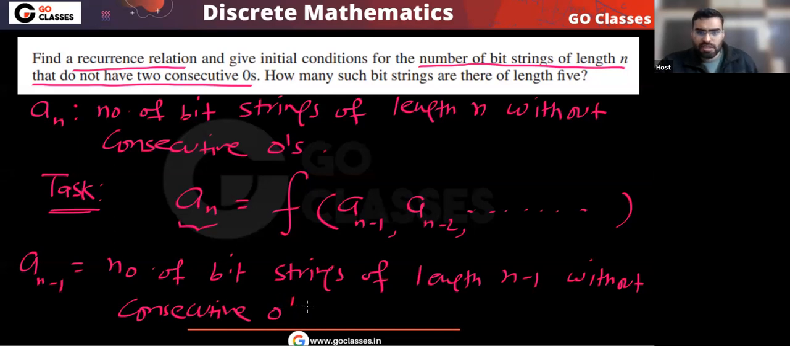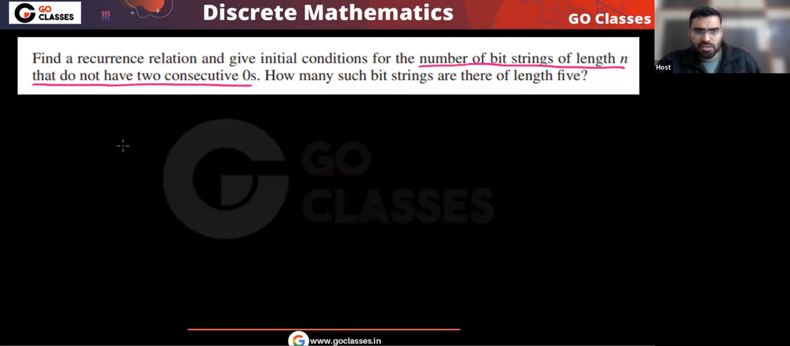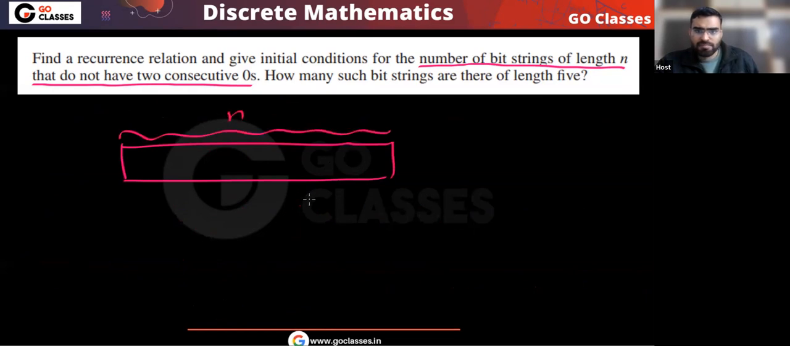So first you notice that this is your bit string of length n. Now focus on any one position, for example this ending position. Now you can notice there are two cases: either this can be 0 or this can be 1. Either you can put 0 here or you can put 1 here. Now notice that if this is 0, then what will happen? How many bit strings do I have? Just tell me this point.